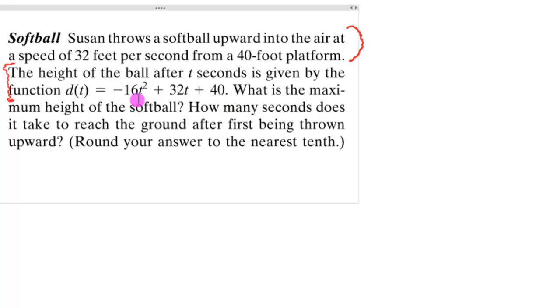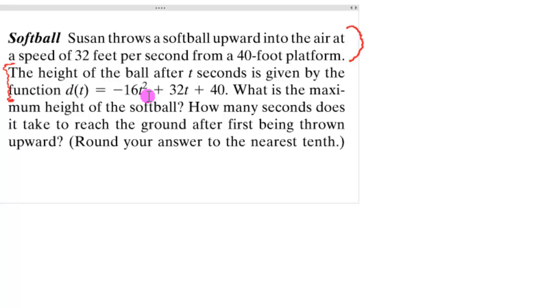And here's the thing: the a, the coefficient of t squared, is negative, so you should know that the parabola opens downward. The height of the ball is given by this function, which means that when you substitute in a value for t, and t is how long the ball has been in the air, the number of seconds after Susan throws the ball, and you do the math, the answer you get back out is the height of the ball at that particular time.